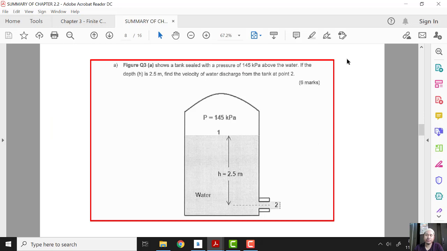Now, we also encounter this kind of problem. This kind of problem I already showed you in the previous videos in the tutorial section. You can refer to the tutorial section if you want to find the solution for this kind of problem.